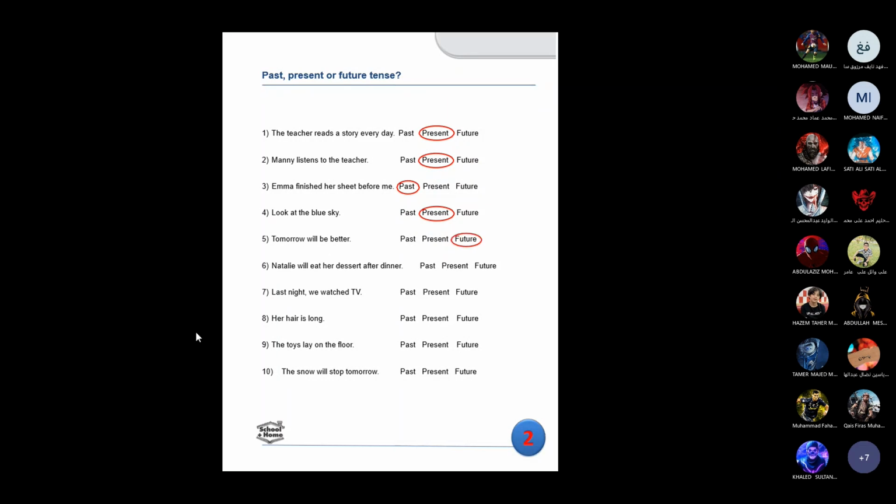Qais Firas. No answer. Osama Al-Qahtani. Yes, mister. Okay, number 6, Osama.